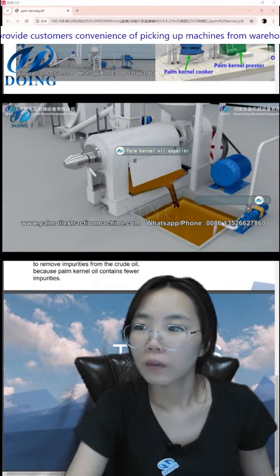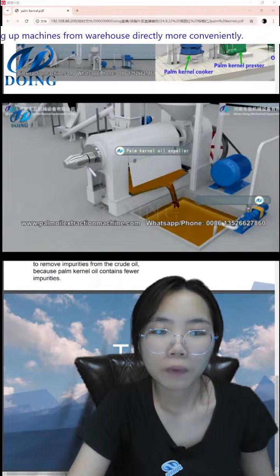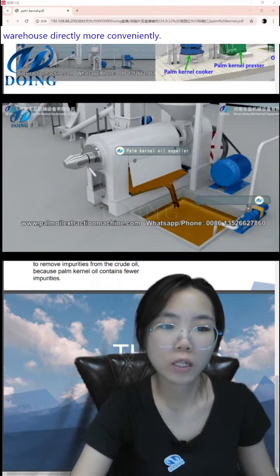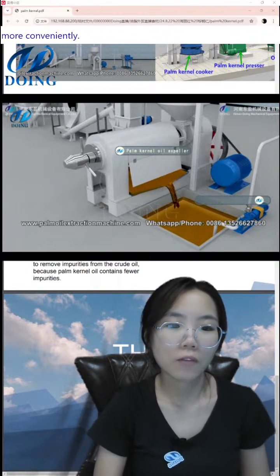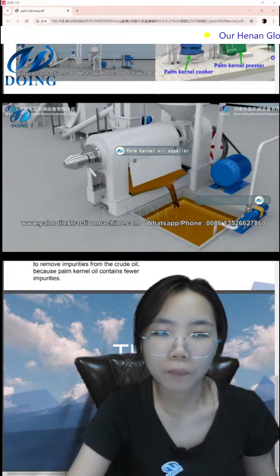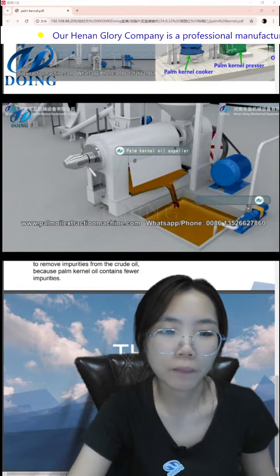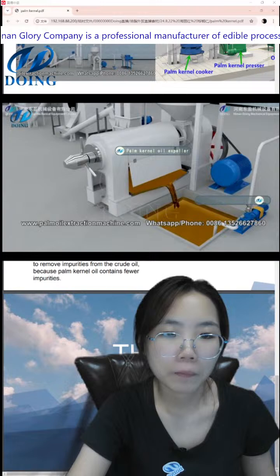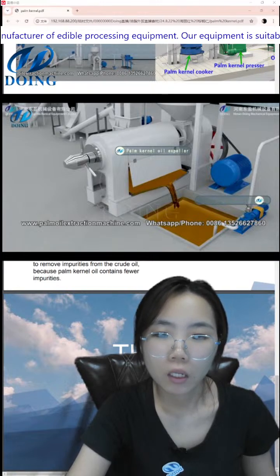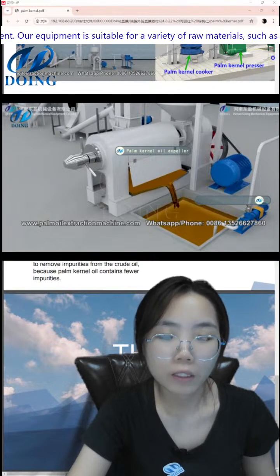Our palm kernel presser adopts a short two-stage pressing process. If the material stays in the machine for too long, it will cause paste and blockage, and the pressing effect will be poor. The short two-stage pressing avoids this situation.